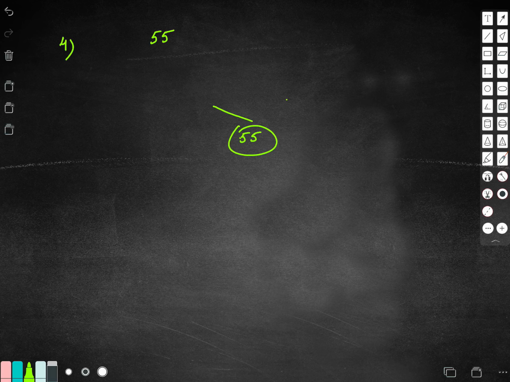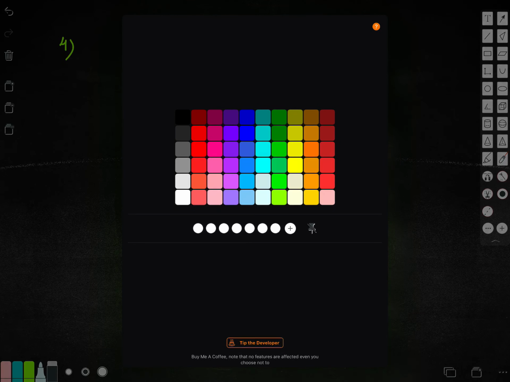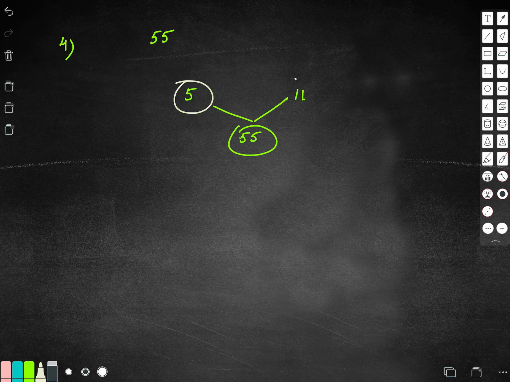Now again I have 55. The table which comes to your mind is of 5 and 11, and both are prime. Both of them are prime numbers, 5 and 11. They don't come in any other table. So what are my prime factors? They are 5 and 11.